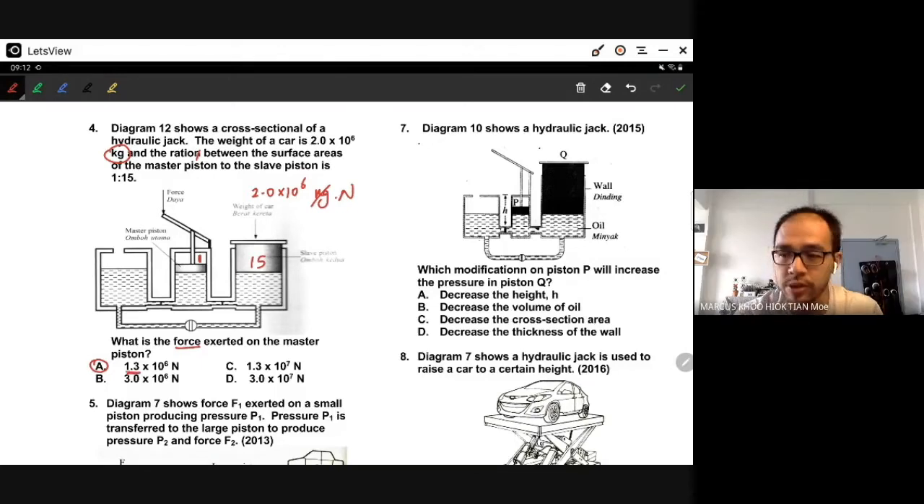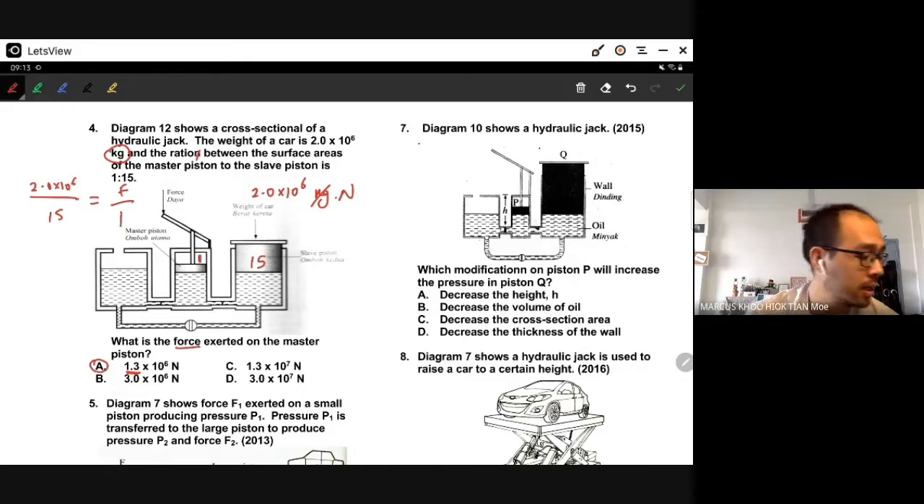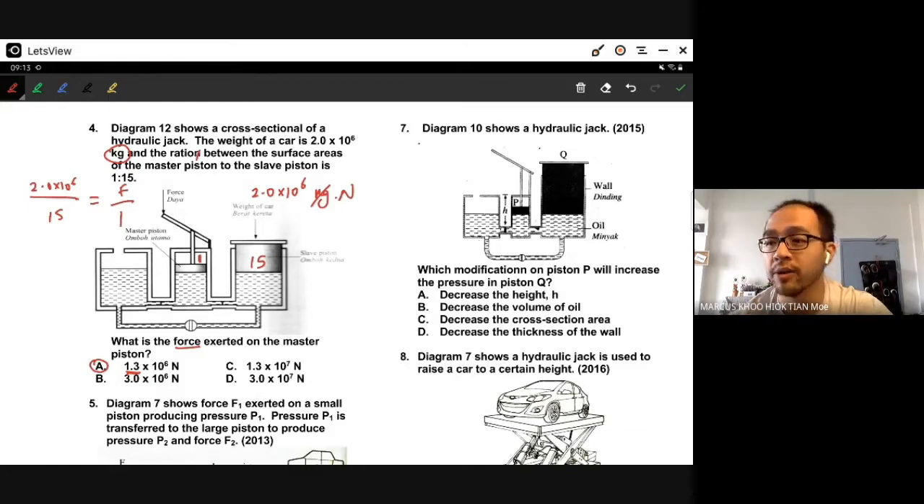So how do you get 1.3? That means you are saying that 2.0 times 10 to the power 6 over 15 equals F over 1. Is that what you're saying? So is the answer A? Sorry, I don't have the calculator. 20,000 divided by 2, or 2 divided by 15. Okay, 1.3 times 10 to the power 6. Yeah, I think this makes more sense now.